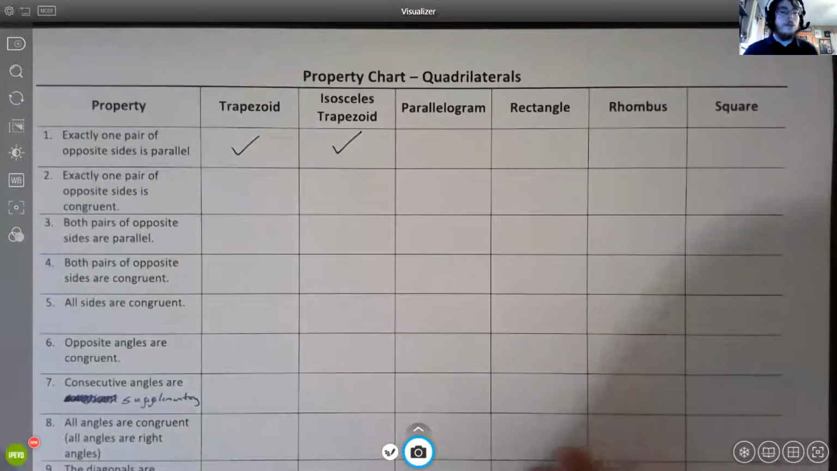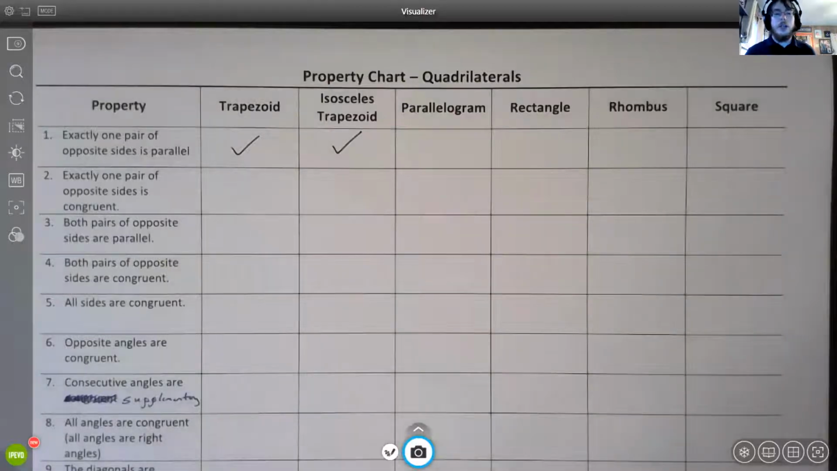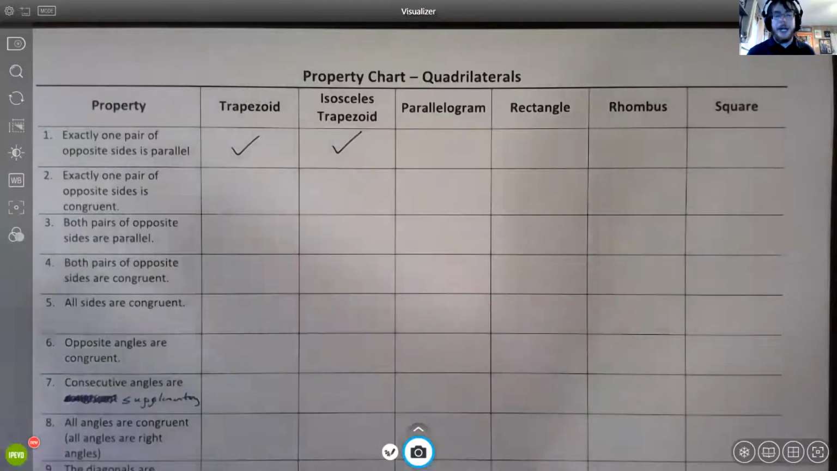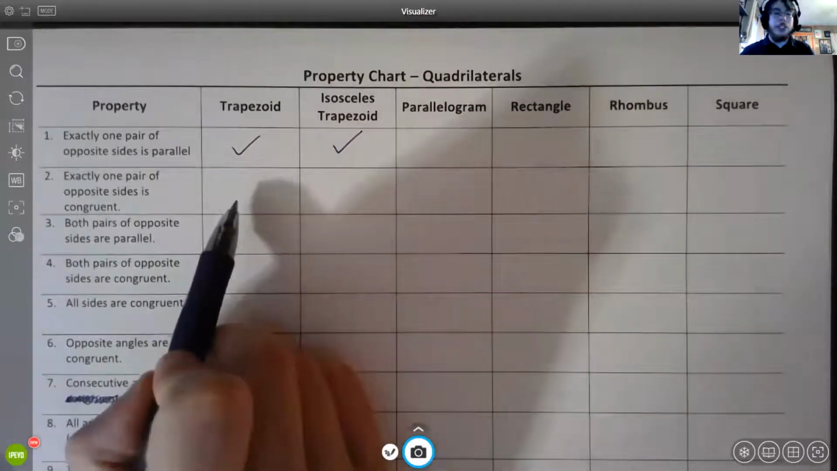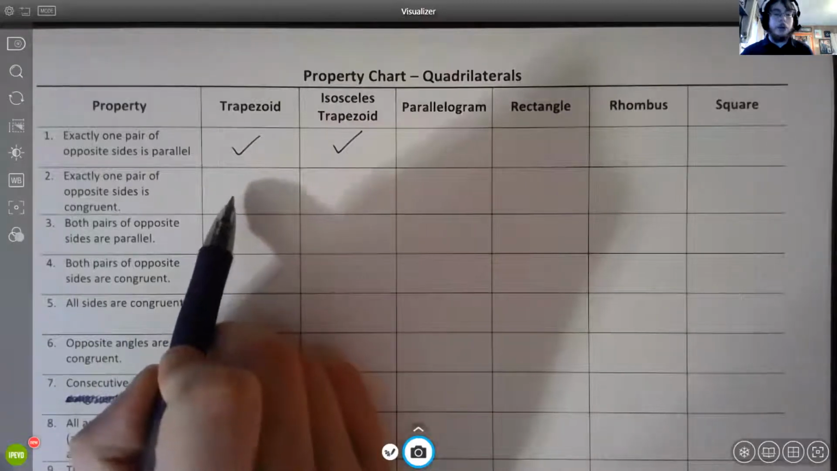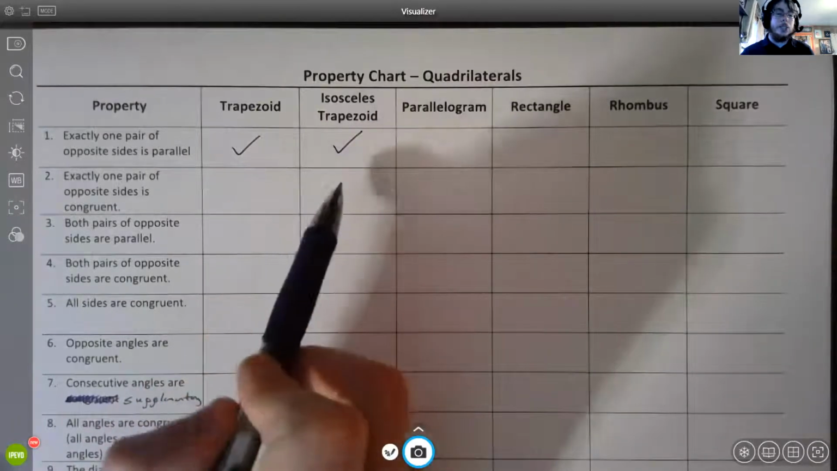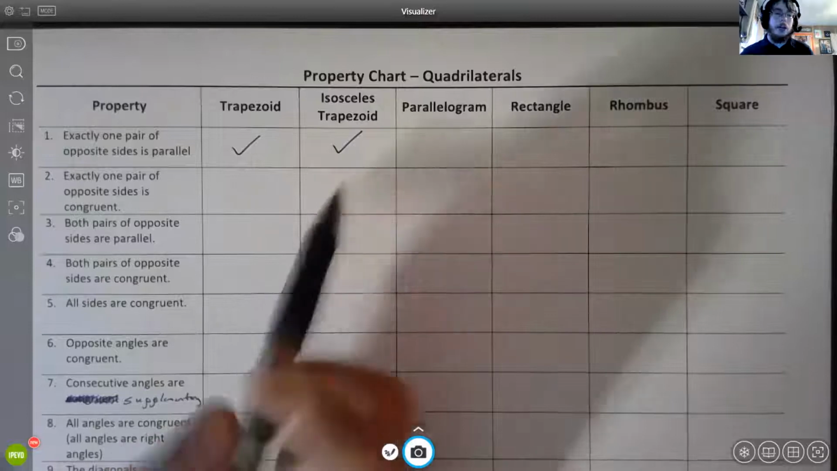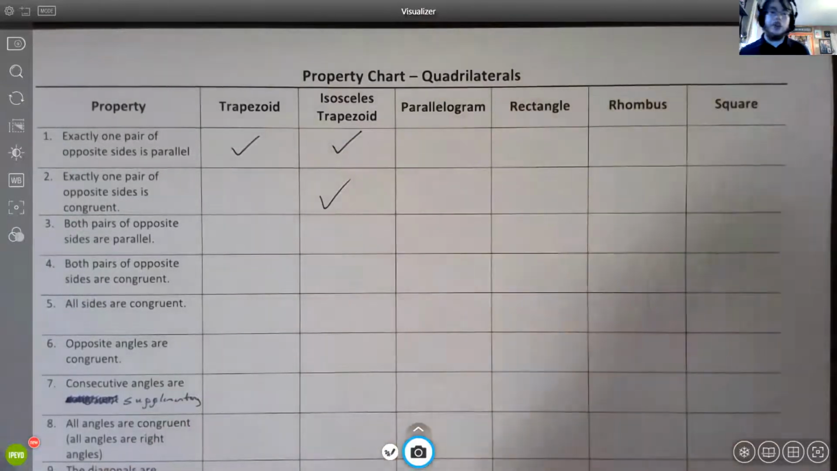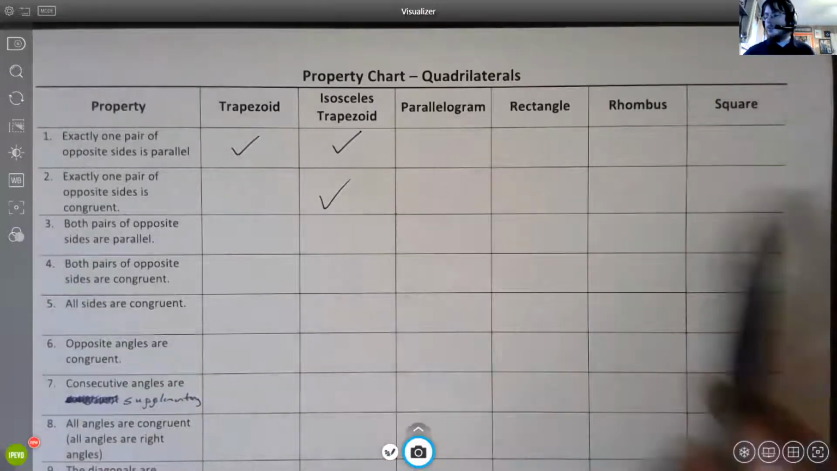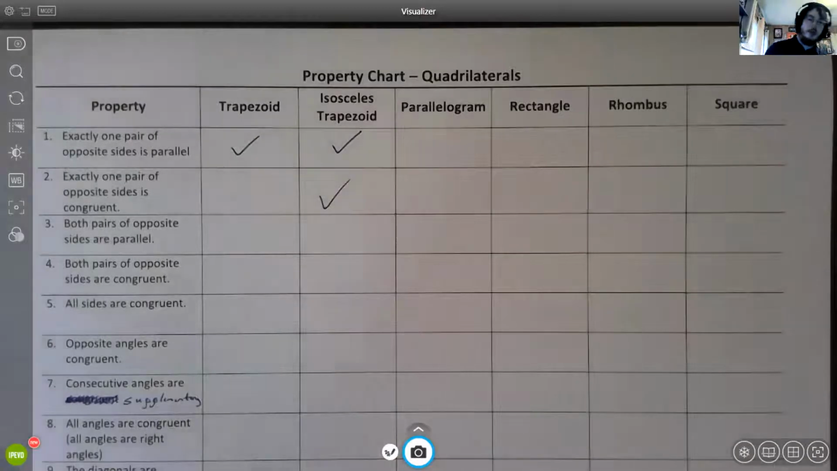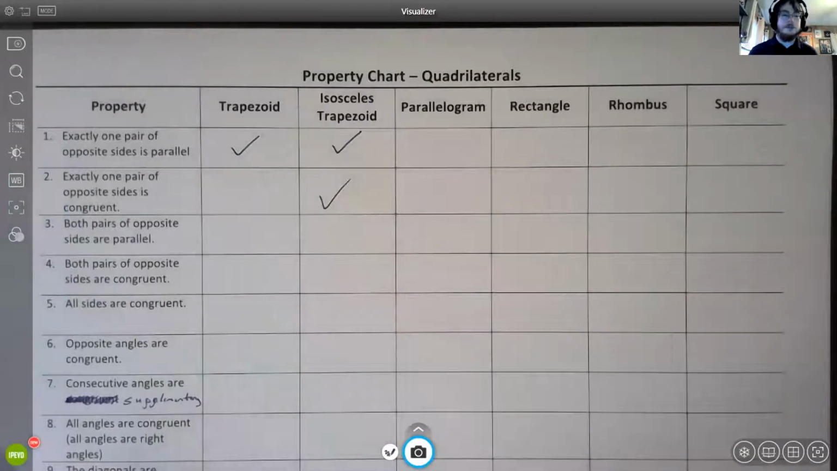Number 2, it says exactly one pair of opposite sides is congruent. Same deal. Only one pair of them can be congruent, no more than that. Well, a trapezoid does not have any pair of congruent sides. All 4 sides are different lengths. But an isosceles trapezoid does have one pair of opposite congruent sides. And if you remember, those are the legs that are congruent. Okay, the parallelogram through the square all have more than one pair of congruent opposite sides.